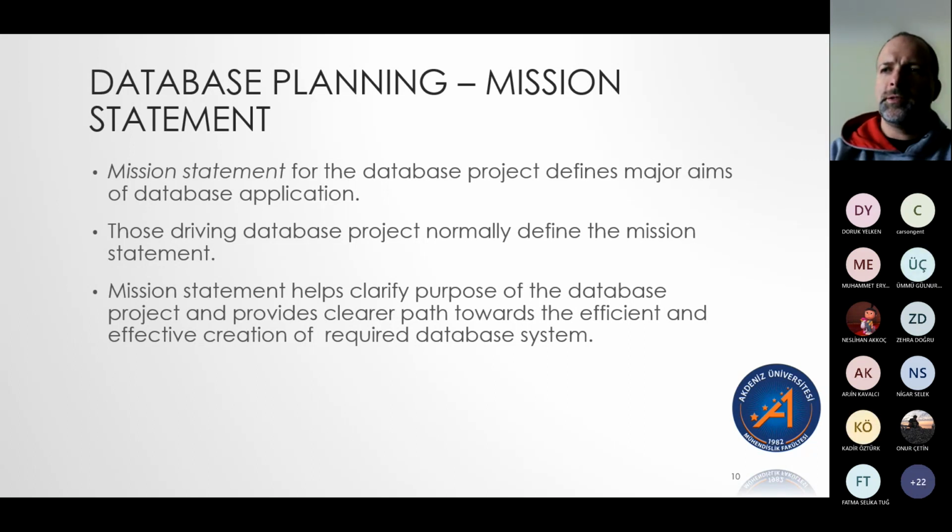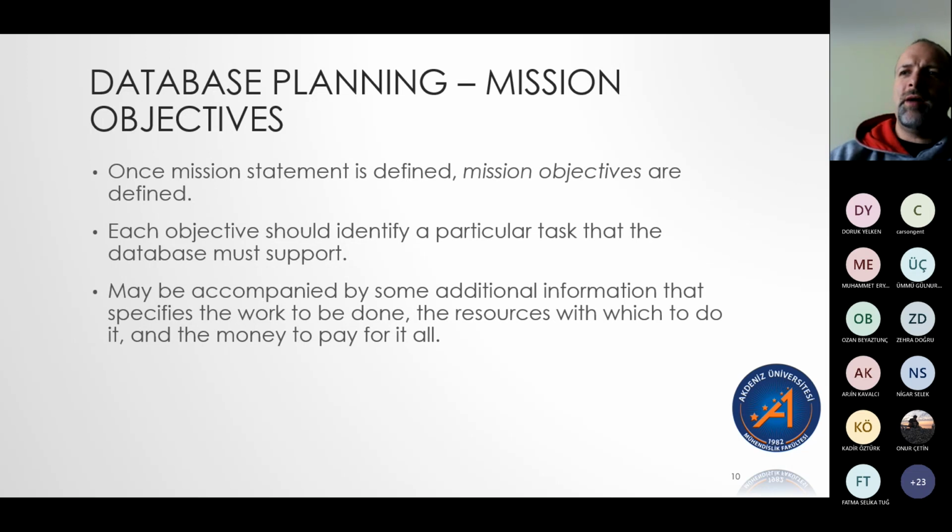Okay, continuing on, once we have a mission statement and we've clarified what we're trying to do, where do we go from there? How do we translate that into actual system development? Well, once we have our mission statement, then we can come up with what we can call mission objectives. So, particular tasks that we want to do to support the goal of the mission.